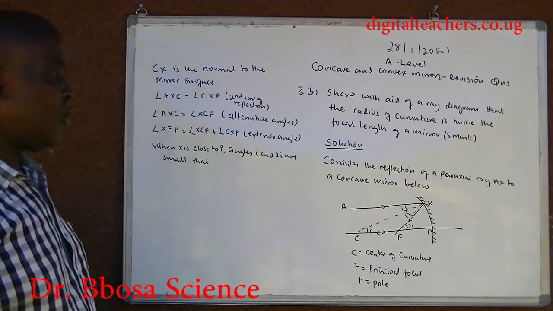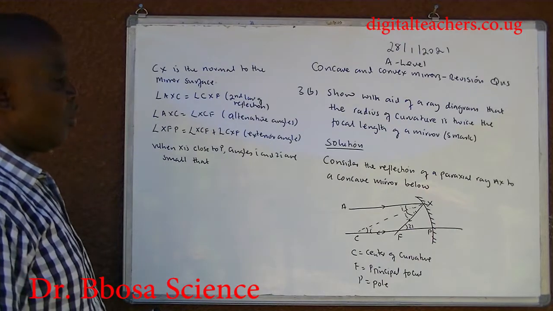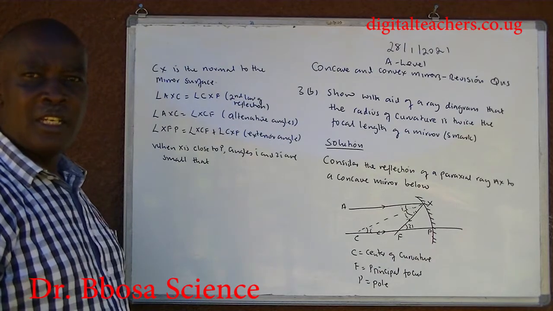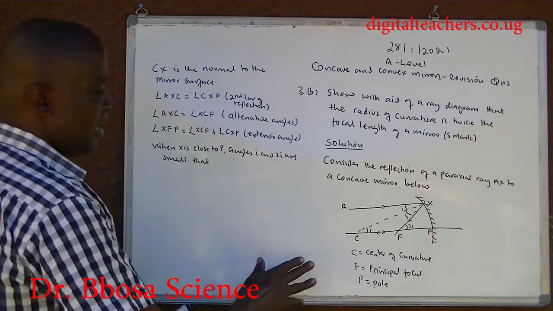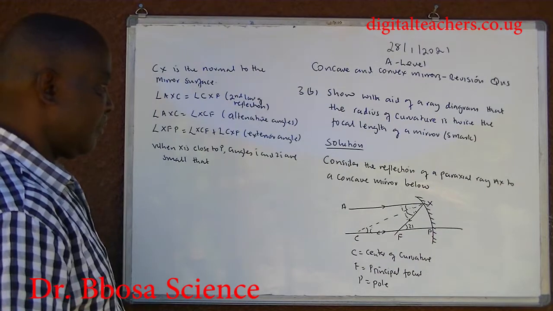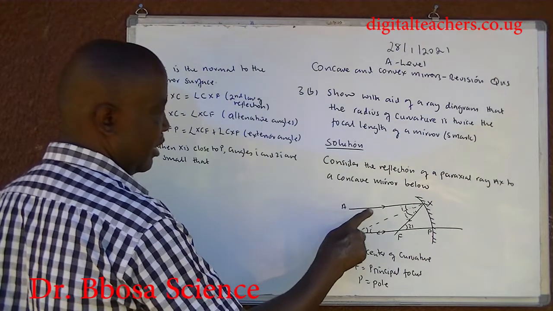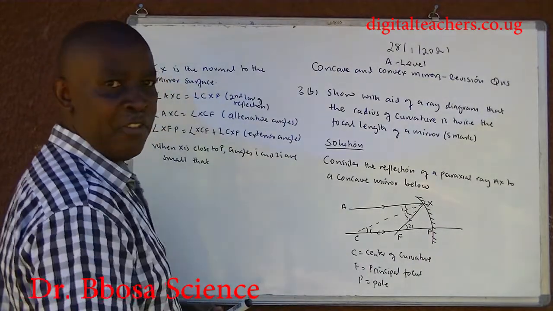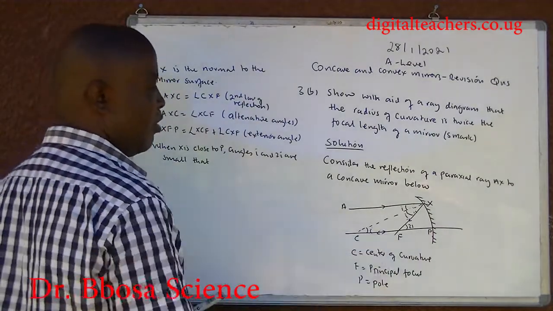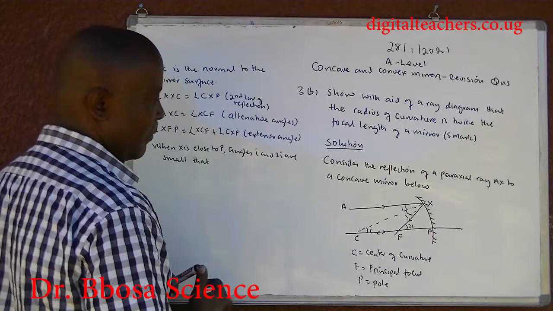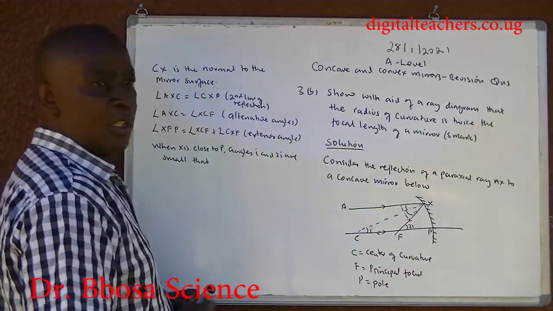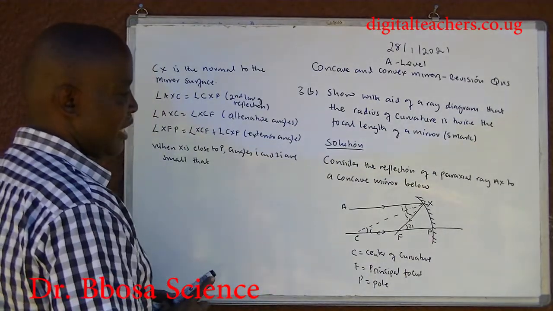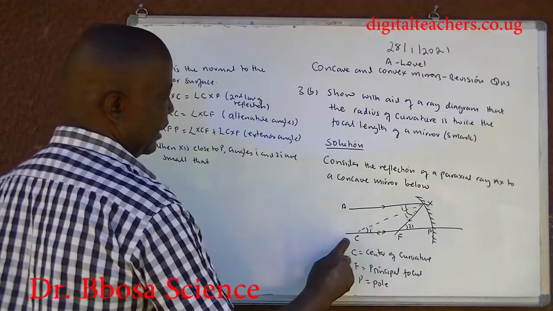Consider reflection of a paraxial ray AX. A paraxial ray is one which is parallel and close to the principal axis. Rays parallel to the principal axis are reflected through the principal focus F. The normal to the mirror always passes through the center of curvature C. Therefore, CX is the normal.